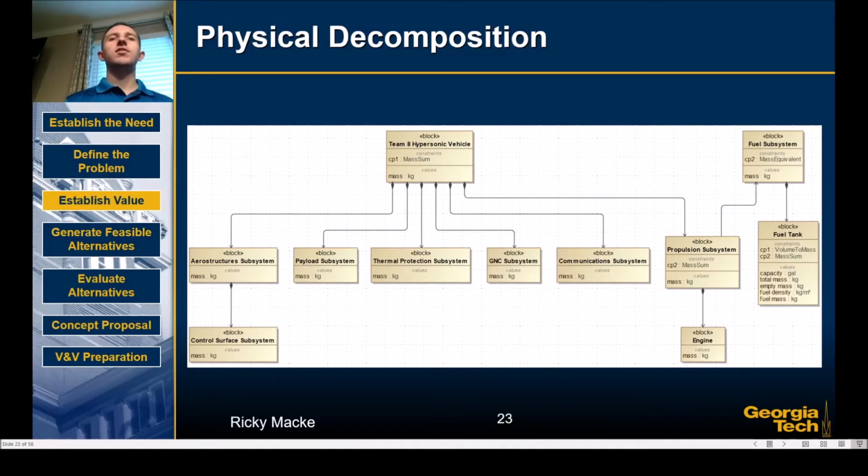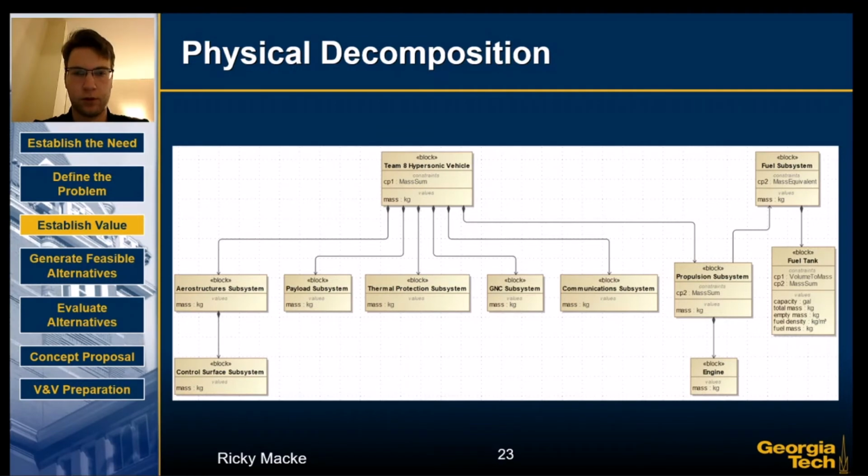Here's the physical decomposition of the system into its 6 main subsystems. First is the aerostructure subsystem, which includes the structure of the aircraft and any aerodynamic structures. That includes control surfaces as well. There's a payload subsystem to manage the payload. There's a thermal protection subsystem to protect the vehicle from the high temperatures it experiences due to drag at Mach 4. Then there's a guidance, navigation, and control subsystem, a communication subsystem, and finally the propulsion subsystem, which includes both the engine and a fuel management subsystem. And now I'll turn it over.